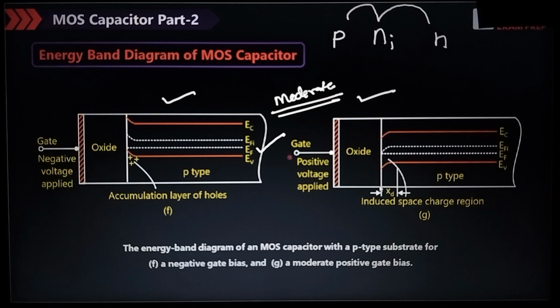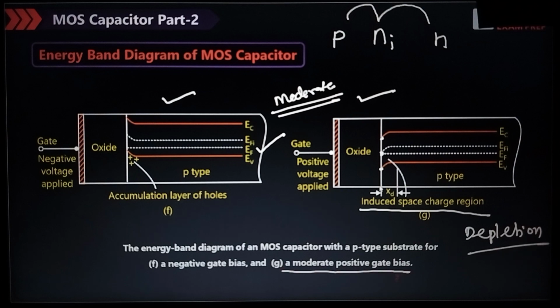When we are giving the positive voltage, what will happen? First of all, EFI coincides with the EF. It is visible here. EFI coincides with the EF. EV moves away from the EF. EC moves towards EF. Okay. It is not yet inversion. Depletion layer increases. There is no inversion, only depletion, because we are applying a moderate positive gate bias.